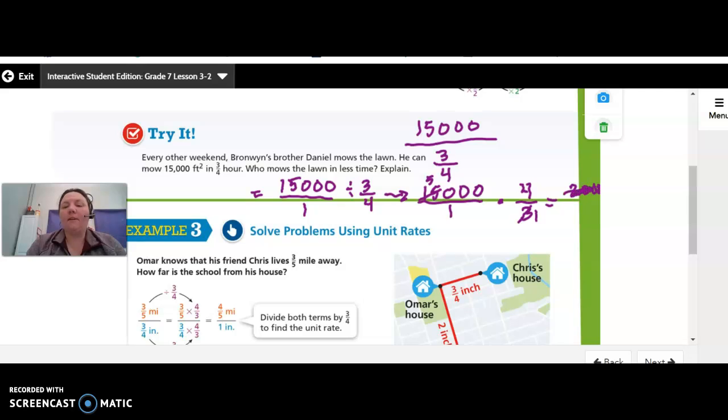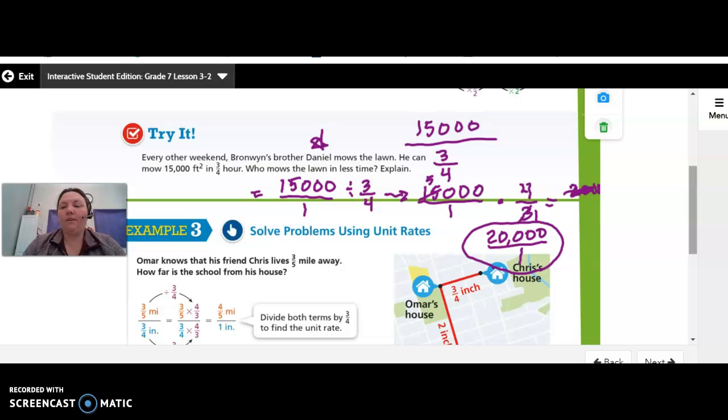Uh-oh, I ran off my page. Let's rewrite that. It becomes 20,000 over 1. So Bronwyn could do 18,000 in an hour. Daniel can do 20,000 in an hour. Who's faster? Daniel is. He can do more in 1 hour, which means he would get through the job faster.